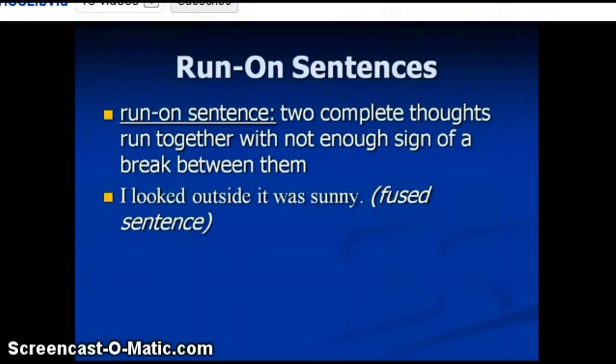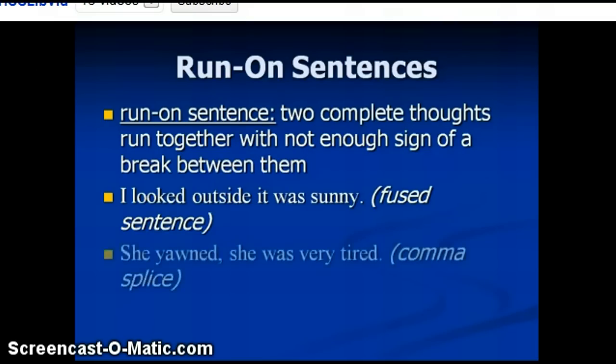Another kind of run-on sentence that we sometimes see is called a comma splice. And here's an example. She yawned. She was very tired. Again, two complete thoughts. Yawned is a verb with the subject she. Again, we have she was very tired. Was is the verb, she being the subject again. And there's an attempt at a connection between these two thoughts with a comma here, but ultimately we need something else. In English, you just can't put a comma between two complete thoughts and expect that to fix the problem.